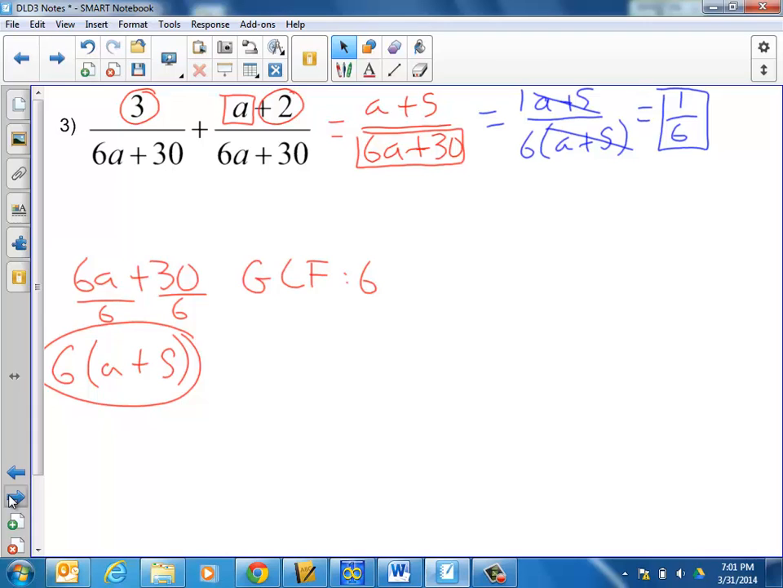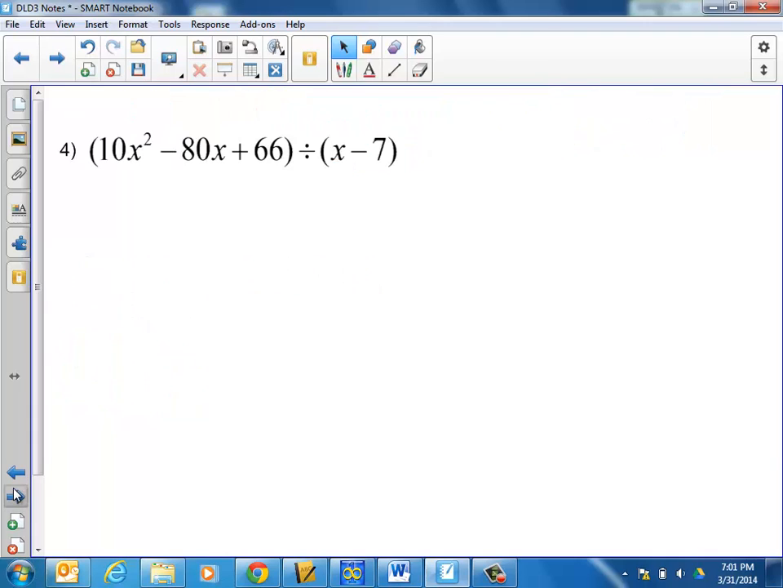That simplified really nicely. All right, last one here. We are going to divide polynomials here. You've got a trinomial, 10x squared minus 80x plus 66, being divided by a binomial, x minus 7. Let's write this out just like we would have in elementary or middle school to do division with numbers, only we've got some variables thrown into the mix.